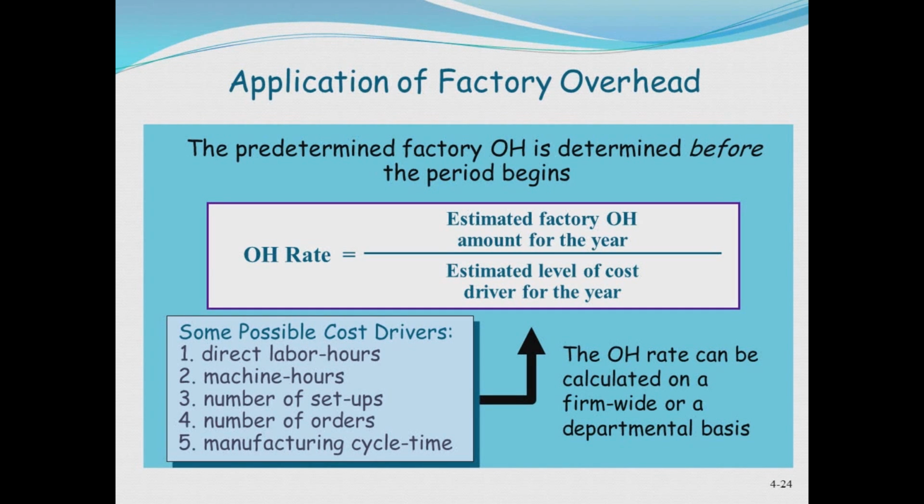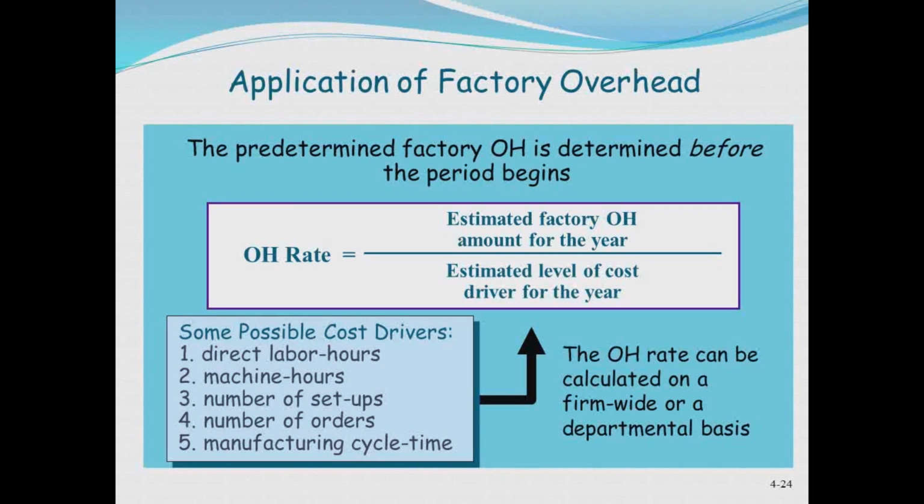Okay, so if you think of that back, this is an equation. This is your total expected overhead for the year. This is the total level of usage for whatever your cost driver is. I've been using direct labor as an example, but it could be machine hours, it could be number of sets, it could be a wide variety of different drivers. And you would then get your overhead rate, which is some dollar amount per some unit of driver.